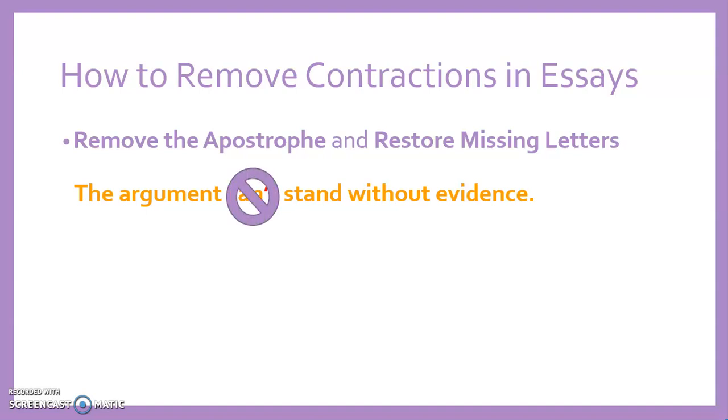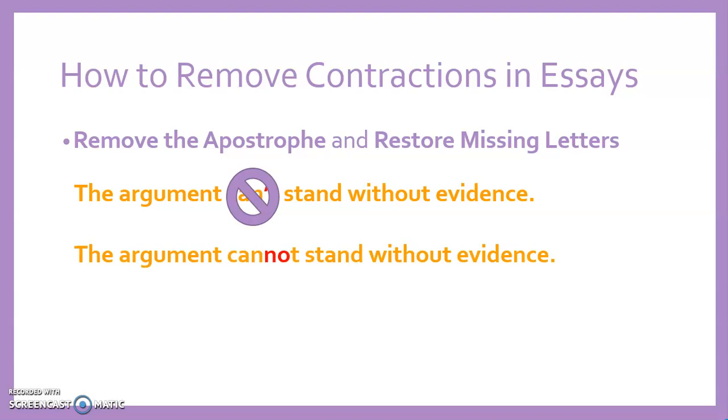So what do we do here to replace can't? Pretty simple. We replace the apostrophe with the two letters it stands for, N-O, cannot. So here we have: the argument cannot stand without evidence. And that's better. That's what we're looking for in our essays. Shoot for that second kind of sentence.